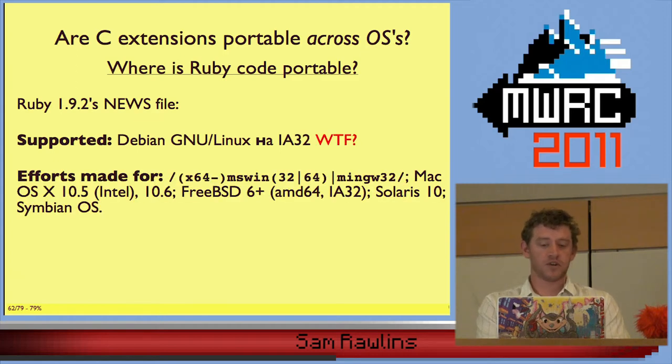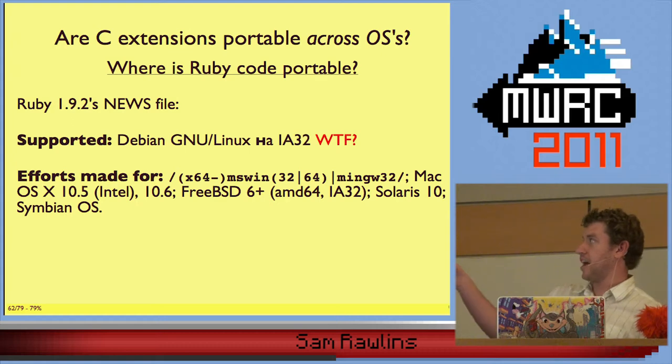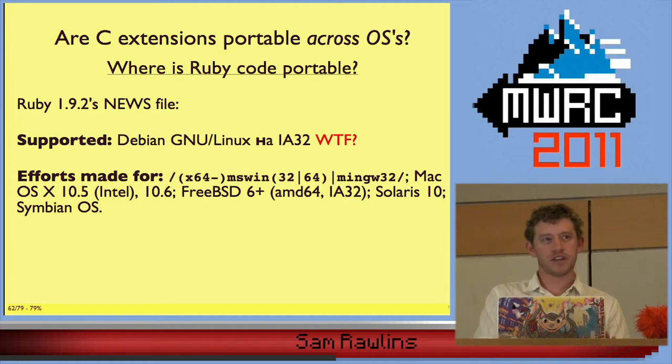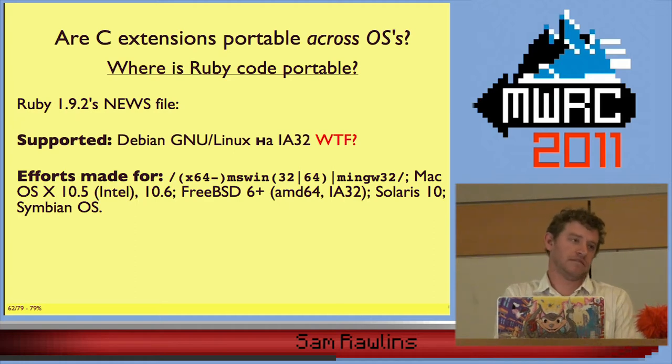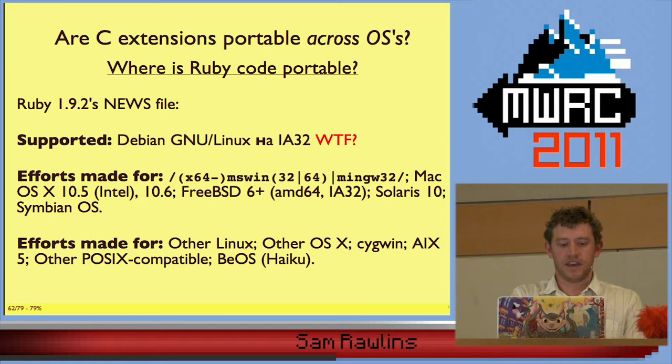efforts made for, which, I mean, isn't a quote, but it's some Windows variants, OS X, BSD, etc. But they just say that's what it's made for, like it might work. And I think that's kind of unfair, because of course we're all sitting here with MacBooks. They have a second bullet called efforts made for, and they include other Linux, etc., other products compatible. So this is where Ruby code is portable. I can kind of keep this in my mind, that it's this weird list.